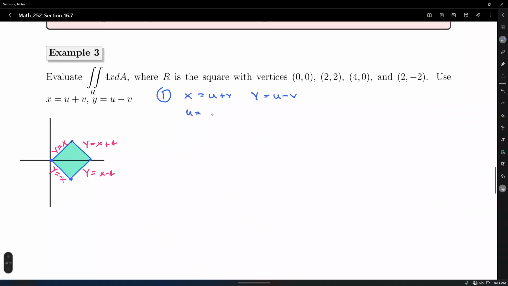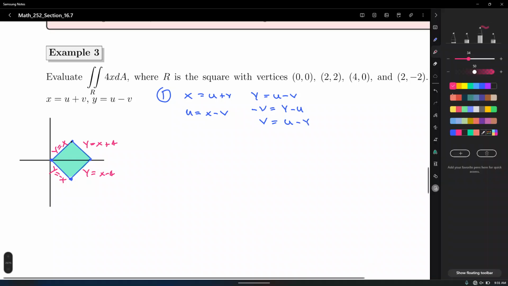That is u equals x minus v, all right? And I'm going to solve for v on the second equation. So that is negative v equals y minus u, and v equals u minus y. How about that? All right? Why am I doing this? Because, check this out, I will substitute u over here, okay? That'll be u equals x minus the quantity v, which is u minus y.